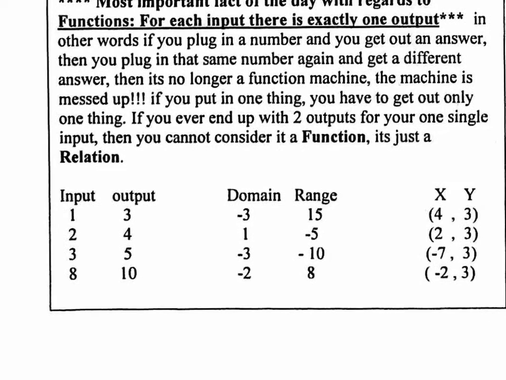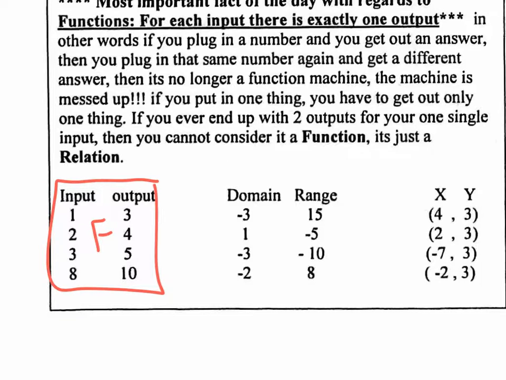Let's take a look down here at our input and output values. So in this case, the input is 1. It gave us the output 3. Okay? The input 2 gave us the output 4. The input 3 gave us the output 5. The input 8 gave us the output 10. Now, at this point, I'm not even asking what my function is. Who cares about the function? All I'm asking is, is this a function machine, or is it a broken machine that we would have to call just a relation? Okay, so this right here is a function.